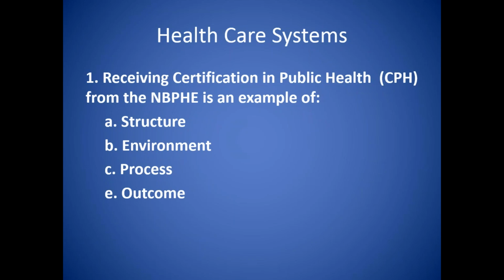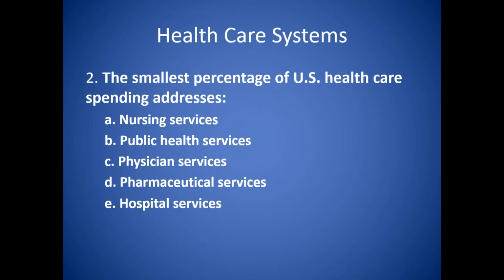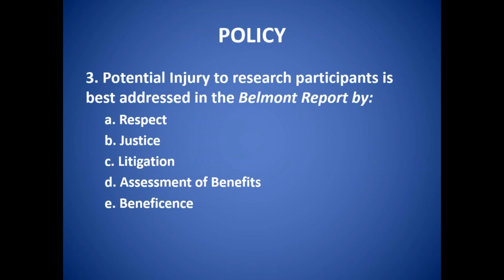So the first one, receiving certification in public health, becoming a CPH from the National Board of Public Health Examiners, is an example of A, structure, B, environment, C, process, E, outcome. And I'll pause for about 5 seconds after each of these to give you a moment to make a decision. Okay, continuing on to the second question. The smallest percentage of U.S. healthcare spending addresses A, nursing services, B, public health services, C, physician services, D, pharmaceutical services, E, hospital services.